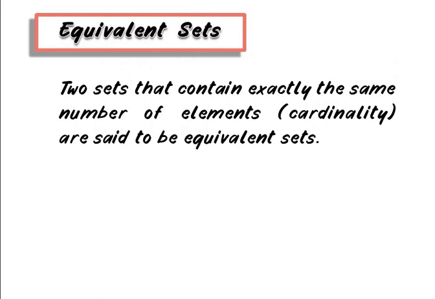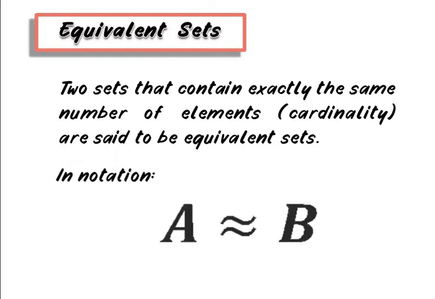Let's proceed with the next topic, equivalent sets. Two sets that contain exactly the same number of elements, or what we call cardinality, are said to be equivalent sets. This means that the two sets are equivalent if they have the same cardinality or number of elements, but they don't contain exactly the same elements. In notation, we write this as A is equivalent to B. Let's have some example.